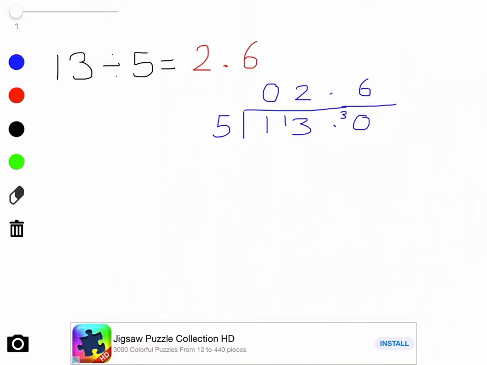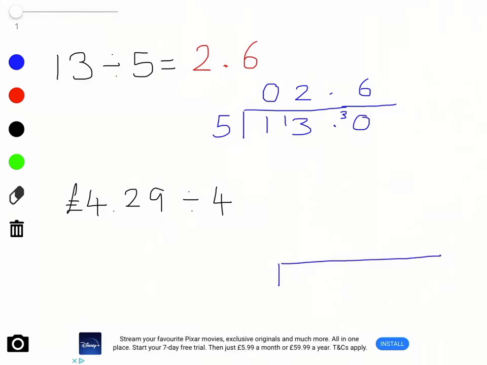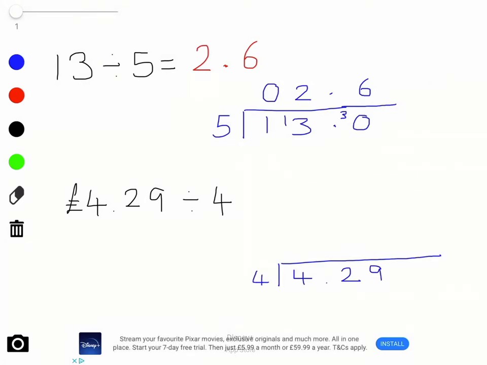So I'm going to think about money here because this is everyday life. So £4.29, and I'm going to divide that by 4. So once again, I set out my bus stop. I need a little bit more space on this one. So I've got £4.29, and I'm dividing it by 4.